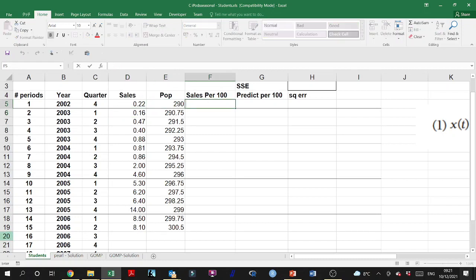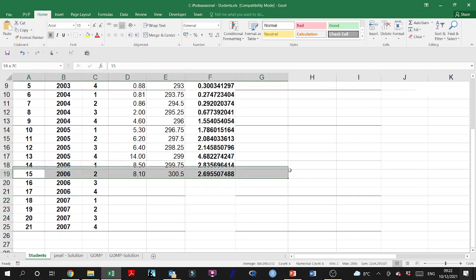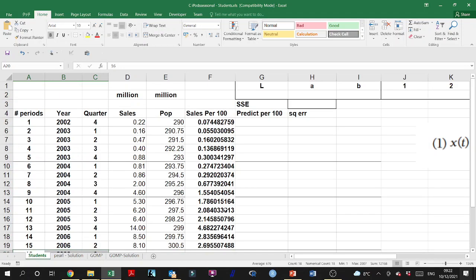Over here, we're going to find the sales per 100 population. So it is going to be, sorry, did I put the population first? Here, sales over this population over 100. So this will be, as you can see, the sales per 100. I think the exercise is up to here. I added these extra rows for the sake of future prediction, because I want to show you future predictions.